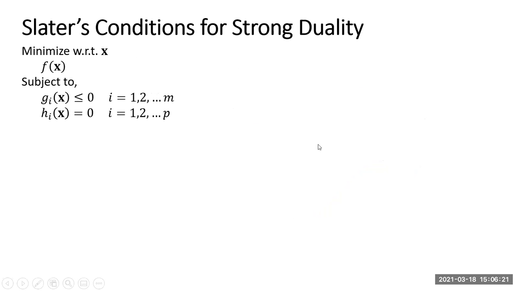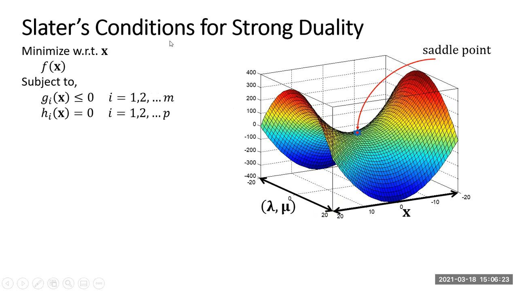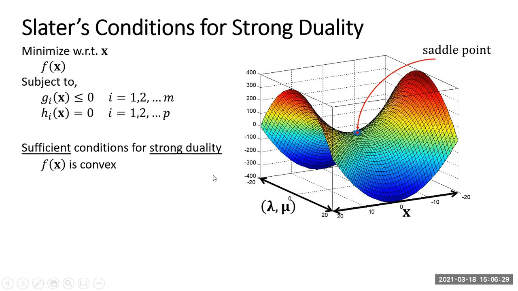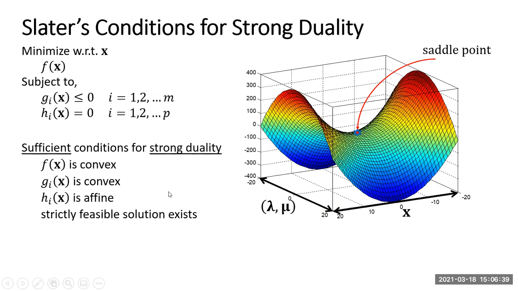So this is Slater's condition for strong duality, and when strong duality holds, this is the saddle point. f of x is convex, g i of x is convex, h j of x is affine, small typo here, and a strictly feasible solution exists, x naught.